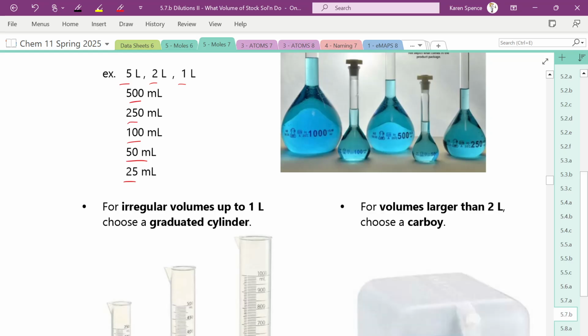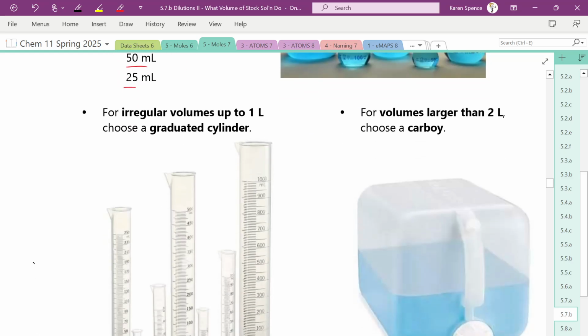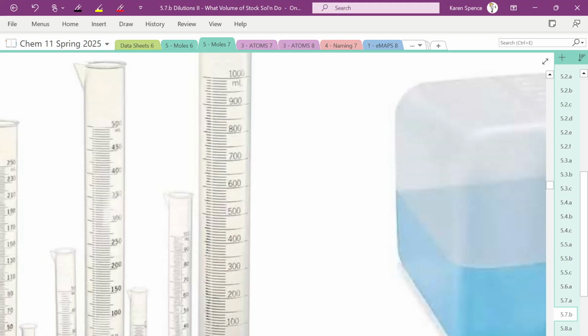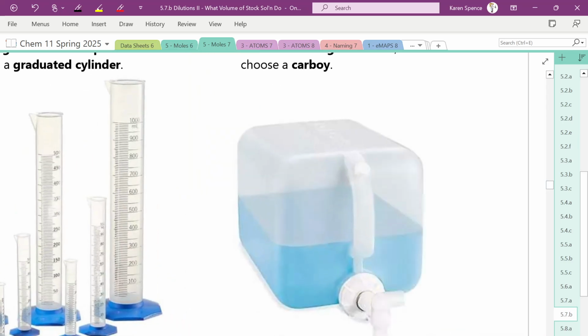If you have an irregular volume, I would suggest that you just make a regular volume and then not use all of it. However, should you want to make 37.5 milliliters, you could use a graduated cylinder and fill it up to 37.5 milliliters. It does seem a little bit silly though. And like I said, there is your carboy for large volumes.